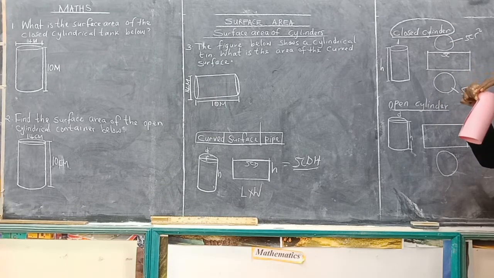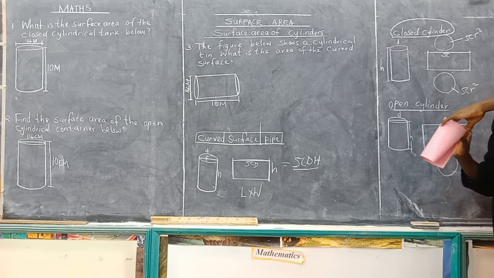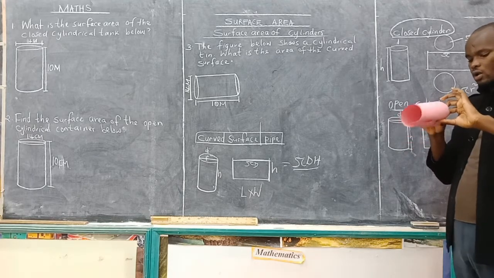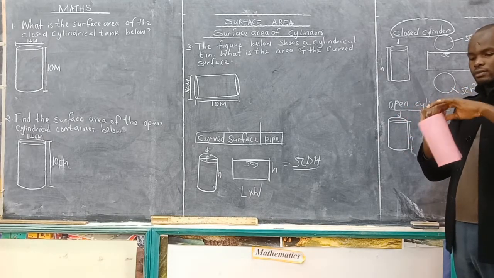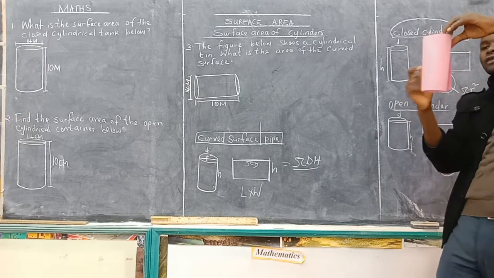If you cut the curved distance, what will happen? We have said it will become a rectangle, but how does it become a rectangle? This was our curved surface.